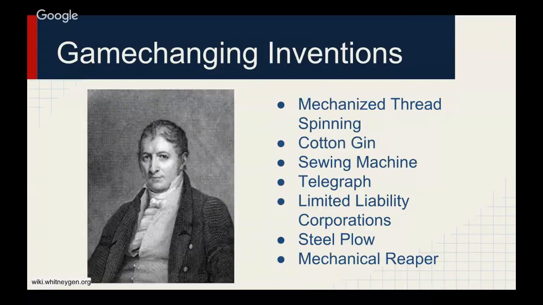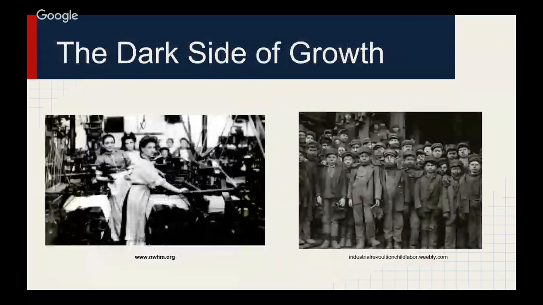And of course, the invention of the mechanical reaper by Cyrus McCormick, just down the road here in Rockbridge County, would allow for much greater expansion of the harvesting of grains such as wheat, as well as the formation of the International Harvester Company, which would be based out of Chicago. Now, unfortunately, with all of this growth, there would be a dark side.